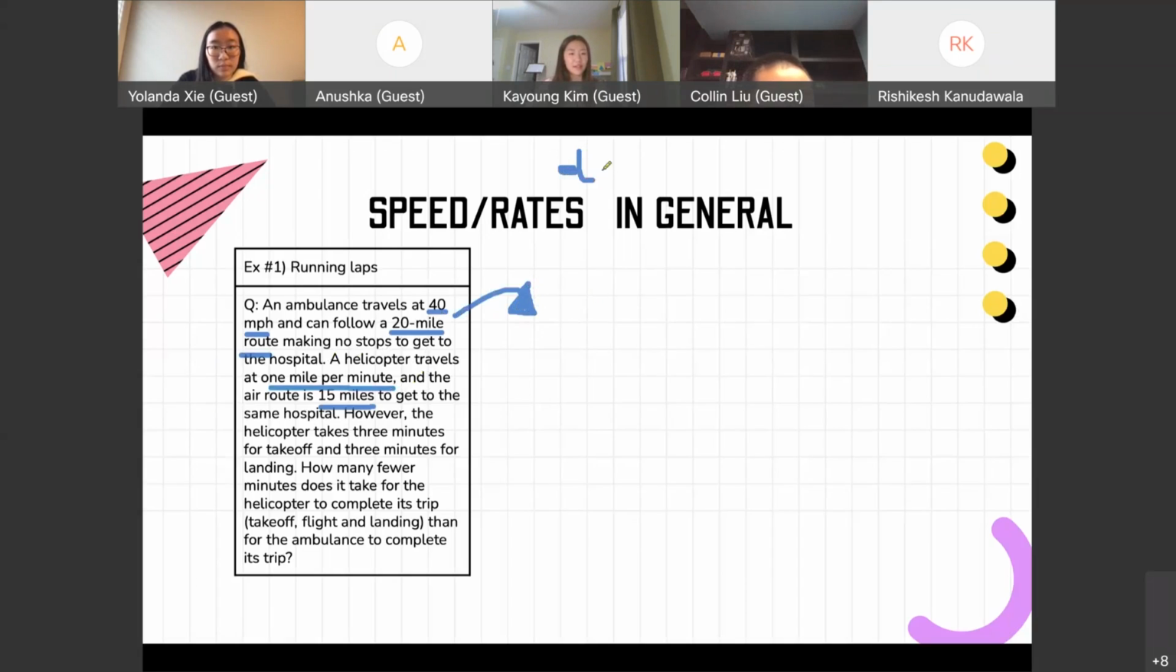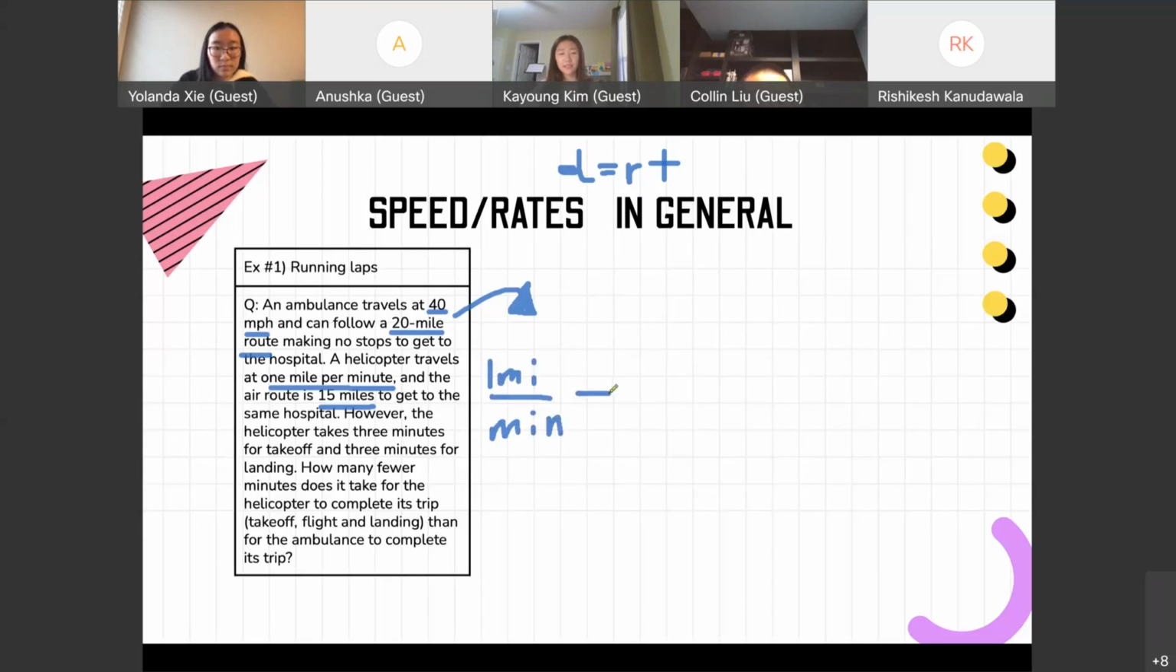And then the second sentence says that a helicopter travels at 1 mile per minute, and the air route is 15 minutes to get to the same hospital. One thing to notice is that they both give you the rate and the distance, but one of them says miles per hour. The other one says miles per minute. So we need to pay attention to small details like that. Multiply it by 60 and get miles per hour? Yes, that's exactly what we're gonna do. So 1 mile per minute. Well, there's 60 minutes in an hour, so that's gonna be 60 miles per hour.